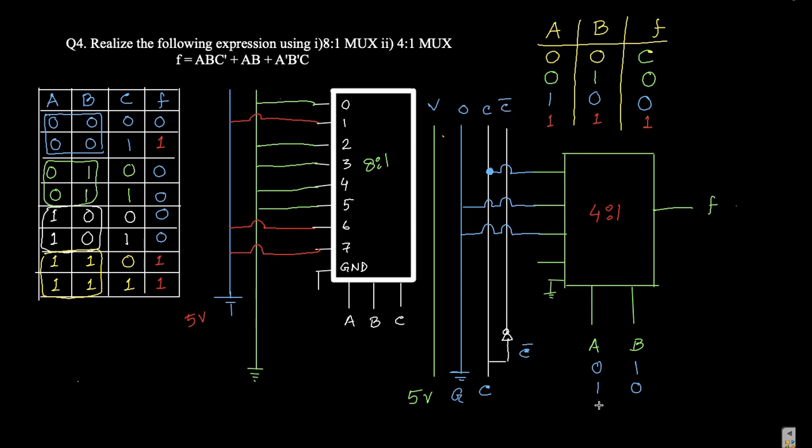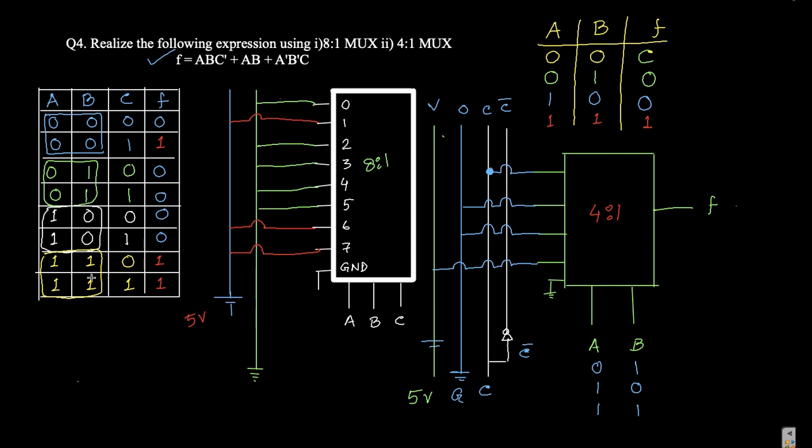And when both A and B are 1, then we are getting 1. 1 means the 5 volt. So this is nothing but a 5 volt battery. So we are getting the high, that is 1. So this is your representation of this circuit using 4:1 MUX.